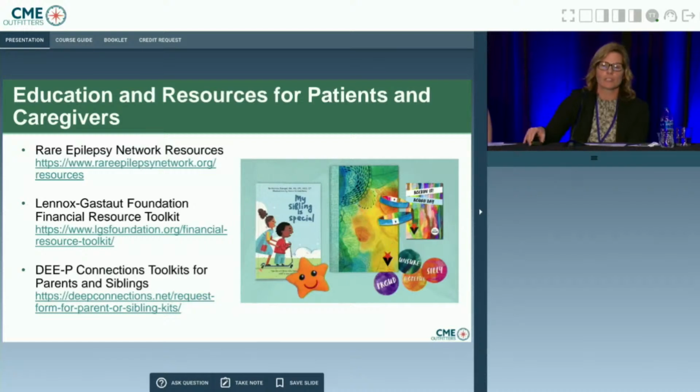Here are a few more resources. This is for patients and caregivers. This is not specific to LGS, except for the second one, but the first one is for all rare epilepsies, and then a really nice resource at the bottom. The Deep Connections resource has toolkits for both parents and siblings, again, to address that idea that both the patient, their caregiver, and the rest of the family are really impacted by diagnoses like these.